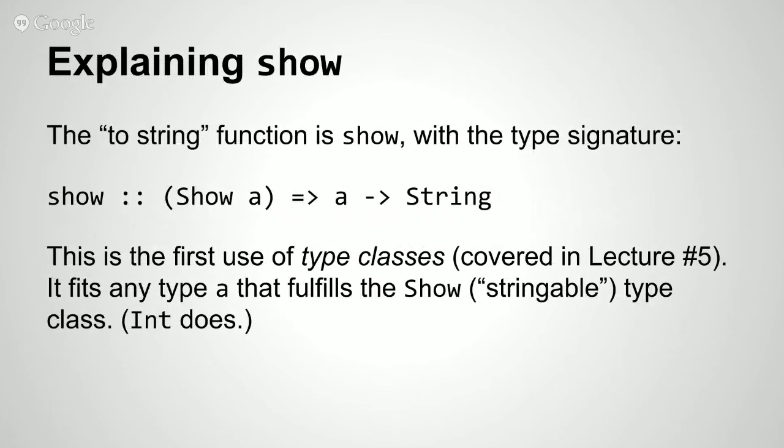Another thing that I have to explain is show, which is our toString function. It's got this type signature, a show A constraint. That means that it's not for all A, it's only for A's that fulfill the show type class. I will go into type classes in depth in lectures 5 and 6 because they're a necessary prerequisite for understanding all this monad stuff, because monad is a type class. But show says if you have an A in the show class, then it's A arrow string. Int, by the way, is show, so we're good there.